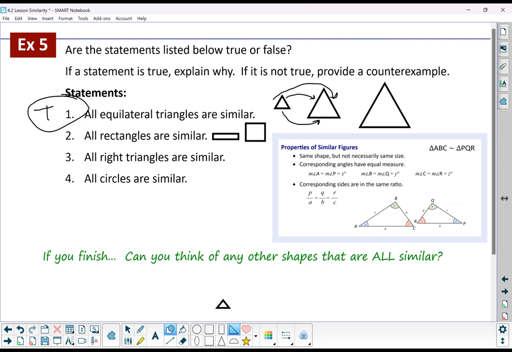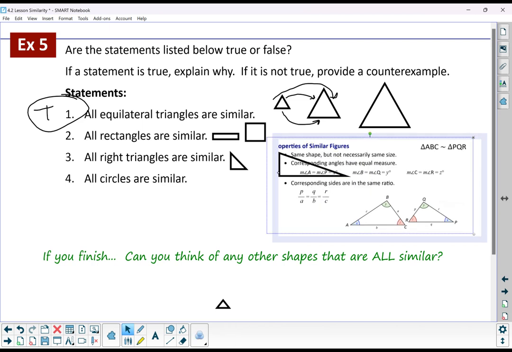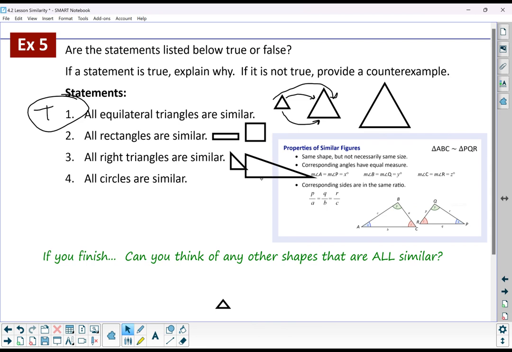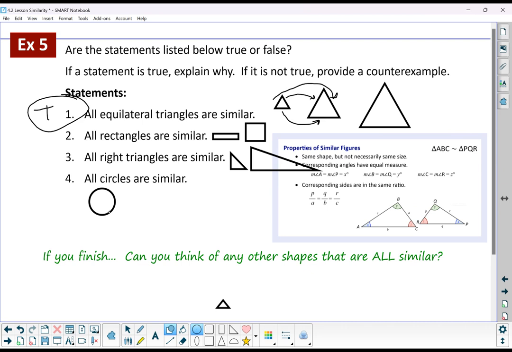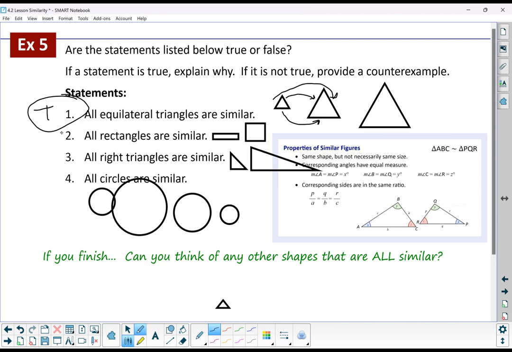Same situation with right triangles. They can be similar, but they definitely are not all similar. I could have one that has different proportions, and they would not be similar. But circles, if you think about circles, they are all similar. So not true that rectangles are similar, not true that all right triangles are similar, but yes, it's true that circles are similar.